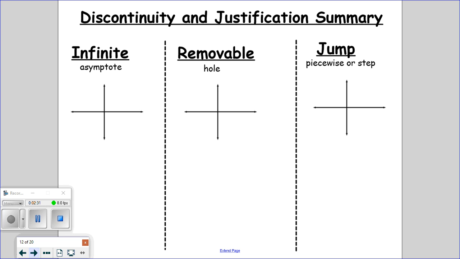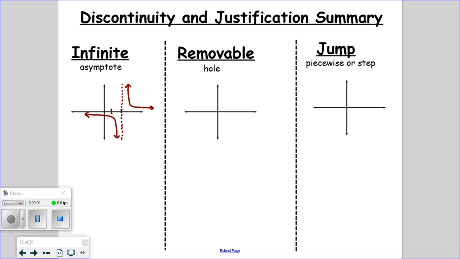Remember, an infinite discontinuity is going to come from an asymptote, specifically a vertical asymptote. So remember, we talked about vertical asymptotes before when we head towards an infinity in our limit as x approaches some number. So let's give ourselves a picture of an example of an infinite discontinuity. Would be something that approaches an asymptote, right? So we might have something that looks like this.